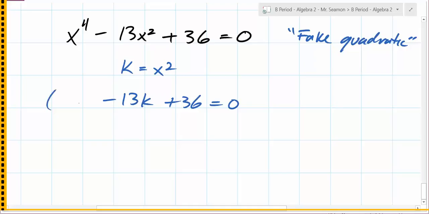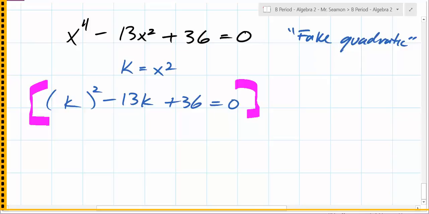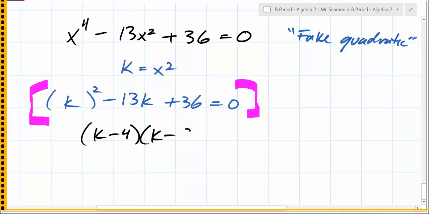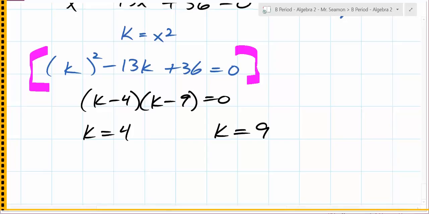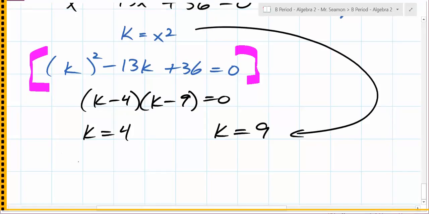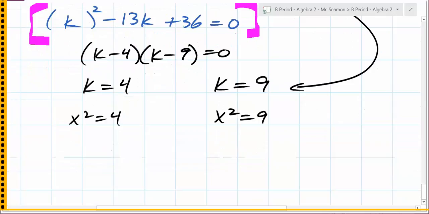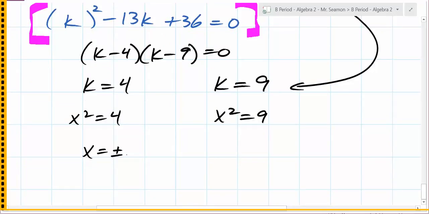What does the first term become? K squared. Exactly. Well, what is this? This is just a nice quadratic in standard form. And can that be factored? Yeah, it's k minus 4 times k minus 9. So what does k equal? 4, or k equals what? 9. But what is k? X squared. Exactly. So x squared is equal to 4, or x squared is equal to 9? So, plus or minus 2, or plus or minus 3.